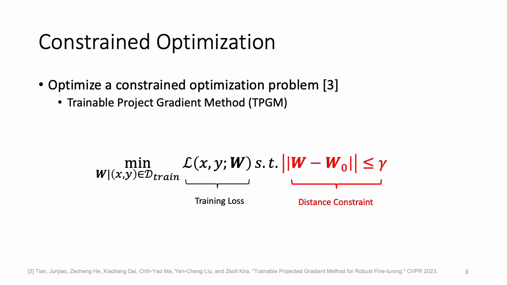To avoid forgetting, the prior work, Trainable Projected Gradient Method, TPGM for short, proposes a constrained optimization problem. Specifically, on top of minimizing the training loss, TPGM imposes a hard constraint on the deviation of the model from its pre-trained initialization. TPGM's goal is to learn this constraint automatically and enforce it through projection for each layer in a neural network.